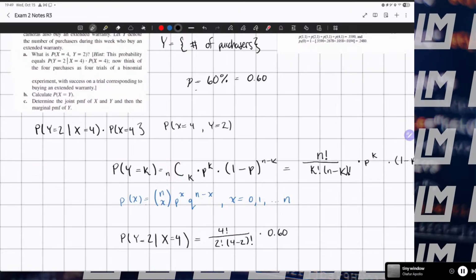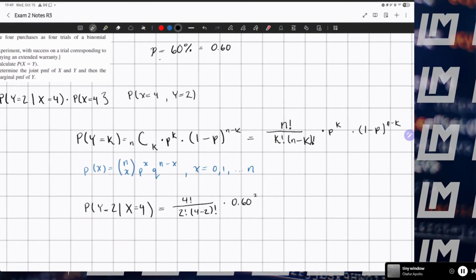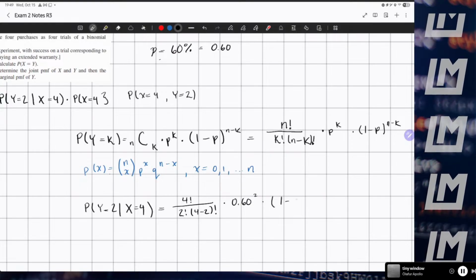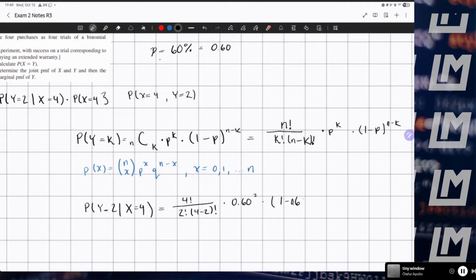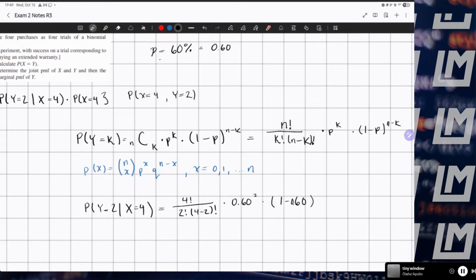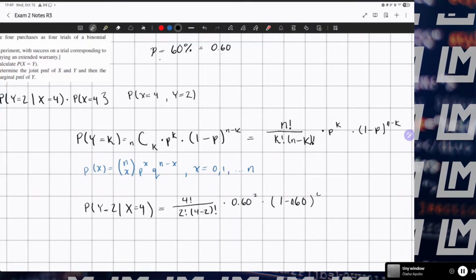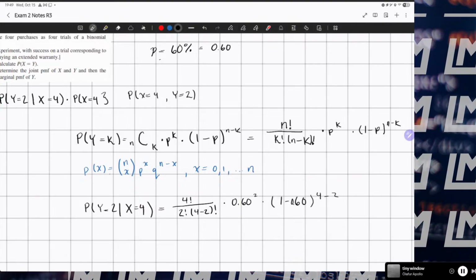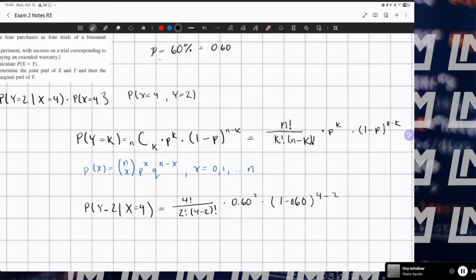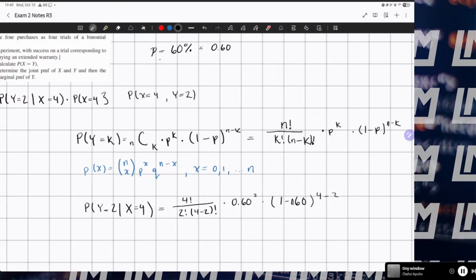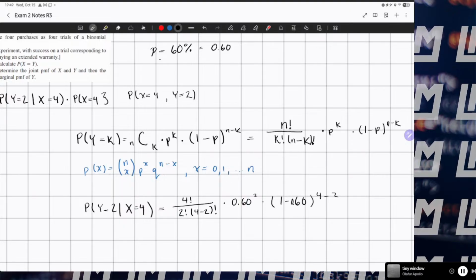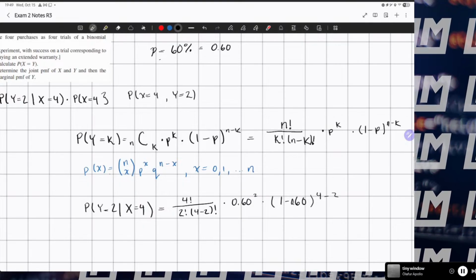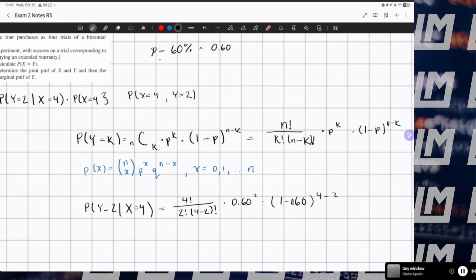Sometimes it's best not to understand it. I've been actually solving a lot of the problems without trying to understand the deeper, just learning how to plug it in. So then 1 minus 0.60, which is q, where it's 4 minus 2. And that's where the similarities are, because 4 is n, k is 2. So I'm going to plug this into my calculator. And I can share the screen of my calculator too if you want me to.